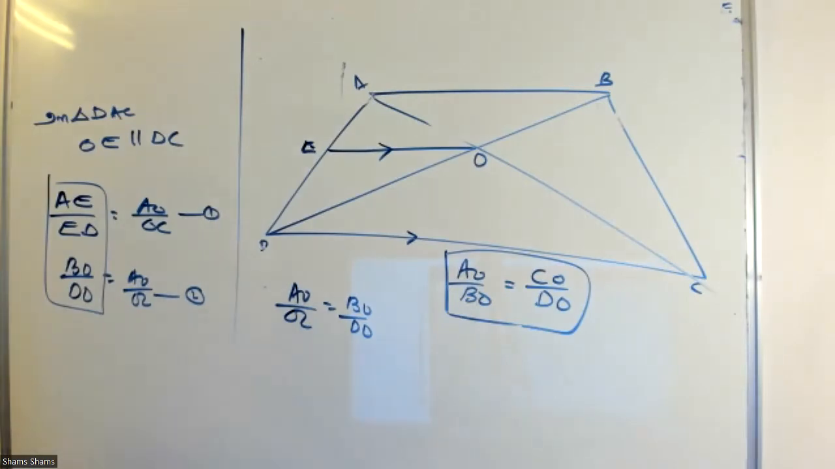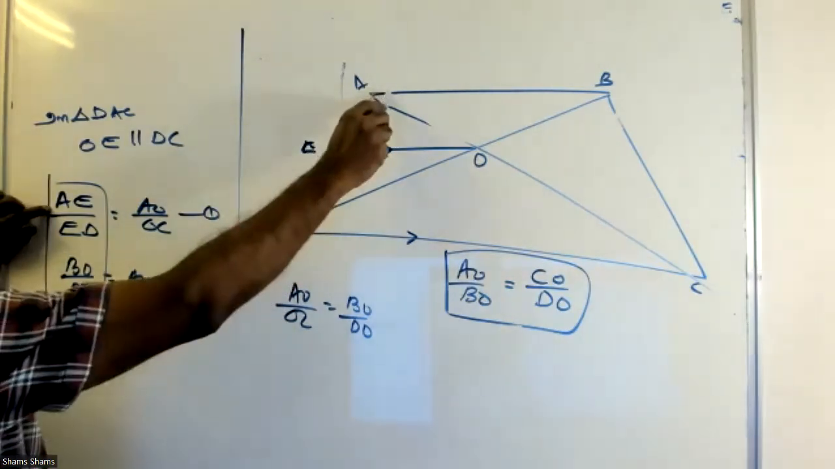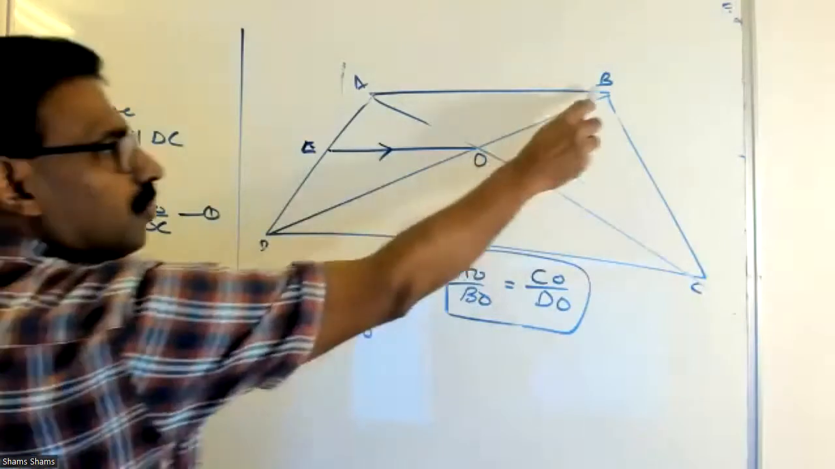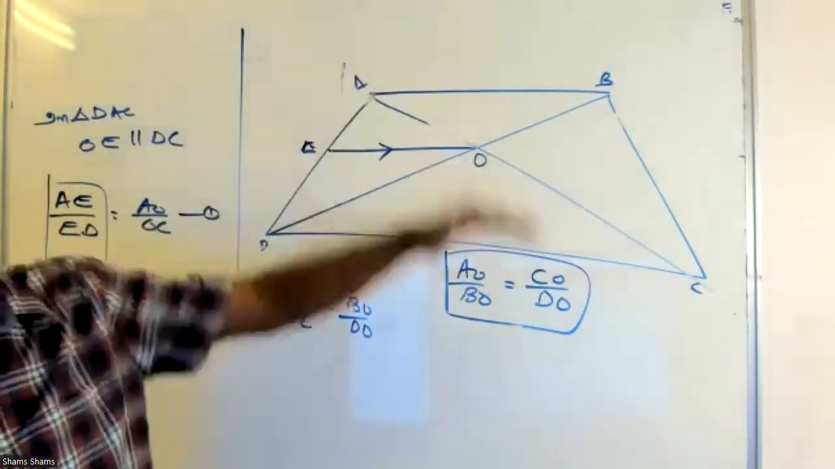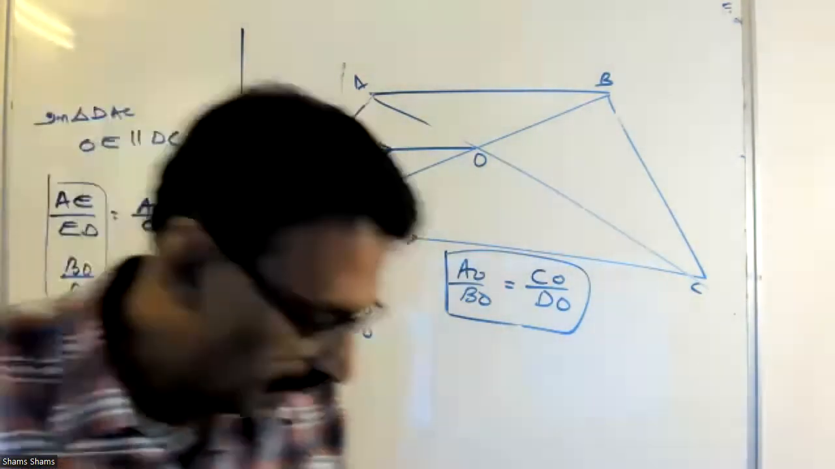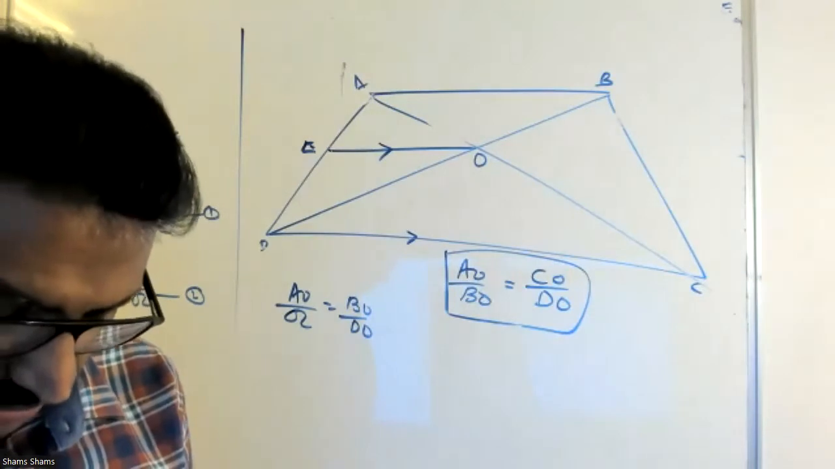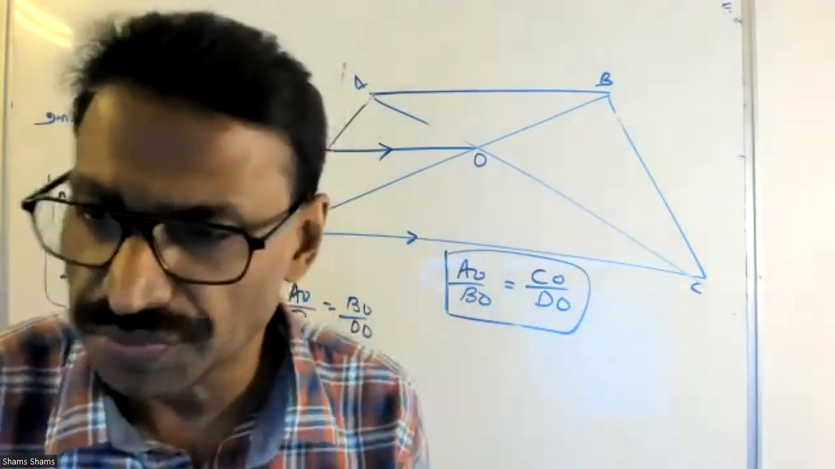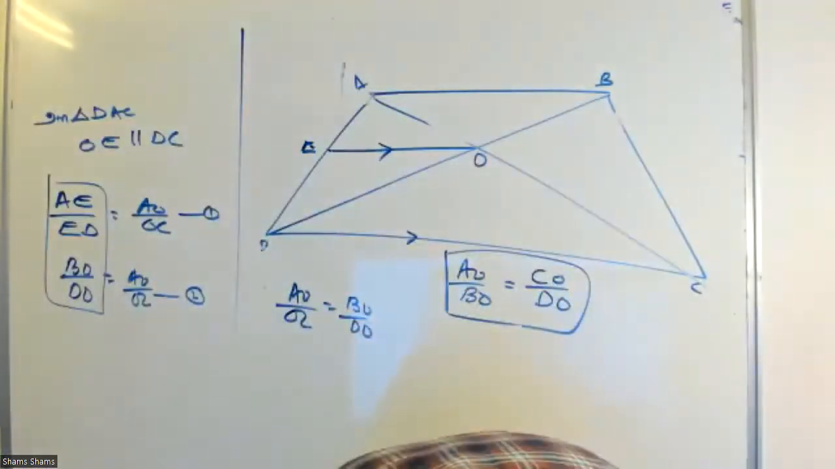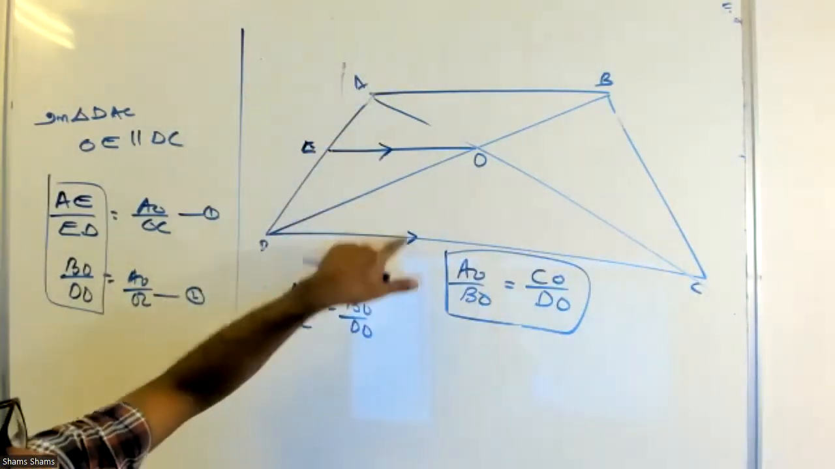My question: AE by ED equal to BO by DO, so what happened? OE and AB will be parallel. Why? What reason is there? Not the basic proportionality theorem, but the converse of the basic proportionality theorem. So it is clear now: we got this line parallel here. Already OE parallel to DC, so AB parallel to DC.